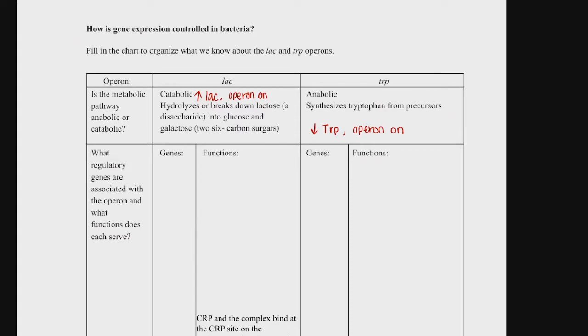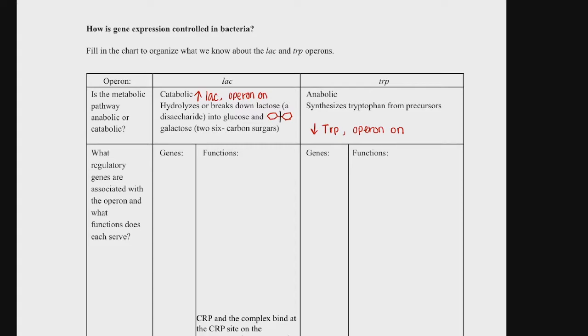Is the metabolic pathway anabolic or catabolic? In the lactose operon, it is a catabolic pathway. It hydrolyzes or breaks down lactose, a disaccharide, into glucose and galactose, two 6-carbon sugars. We're going from something bigger, this disaccharide, and we're breaking this bond into two things, so it is a catabolic reaction. Another neat thing to know is that when there's an increased concentration of lactose, or lactose is present, generally, with a few exceptions that we'll talk about when we get into it, the operon is on.